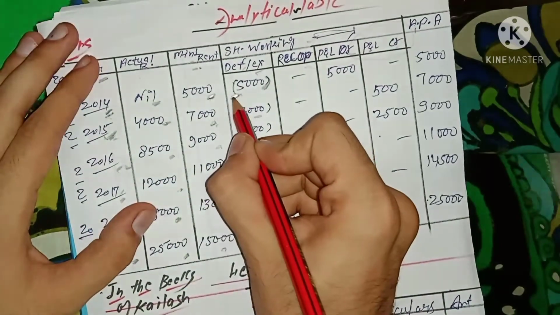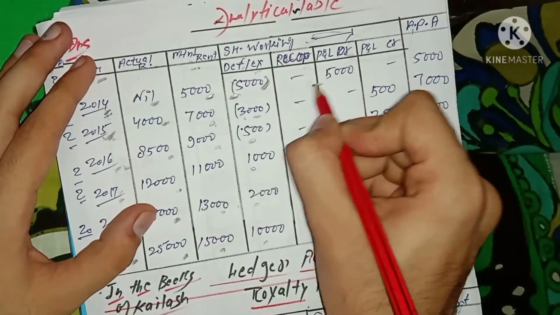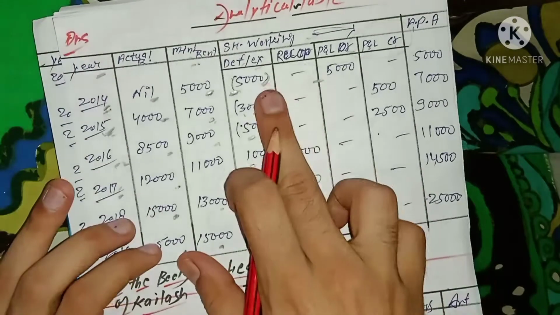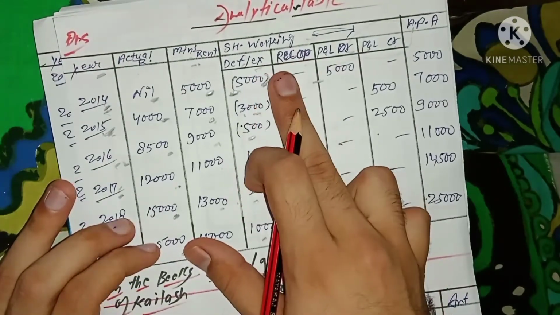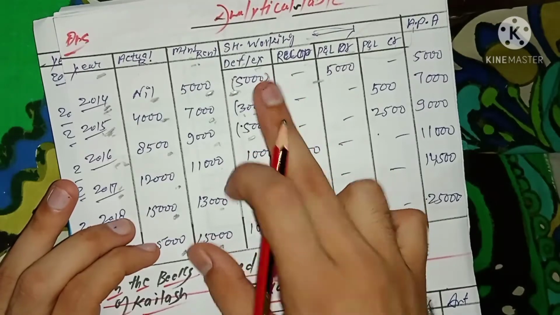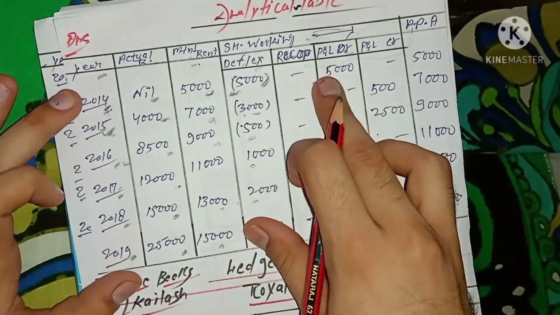So we have to do the same thing here: the patentee doesn't want to carry forward that short working amount into the next year as per the terms and conditions regarding recoupment. He doesn't want to recoup that amount, he just wants to consider that amount as a loss.